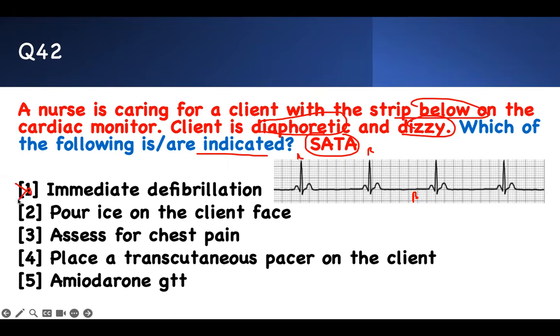Bradycardia, you don't defibrillate them. You don't pour ice in their face. This is not SVT where you cool them down. Assess for chest pain, yeah. They may be symptomatic too. They may be having a heart attack, right? Place a transcutaneous pacer on the client, if symptomatic, yes. An amiodarone drip is going to drop their heart rate even more. This is an antiarrhythmic. It drops it down. So this is not indicated. So 3 and 4 are indicated.